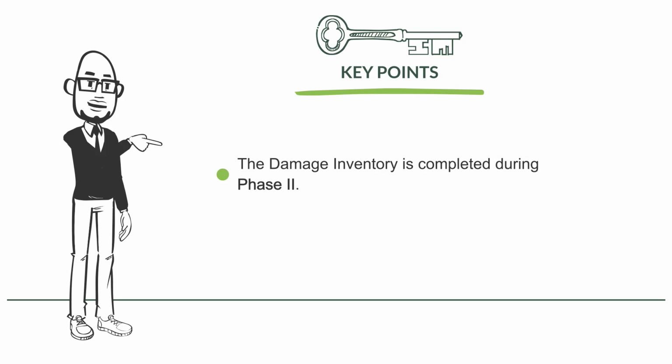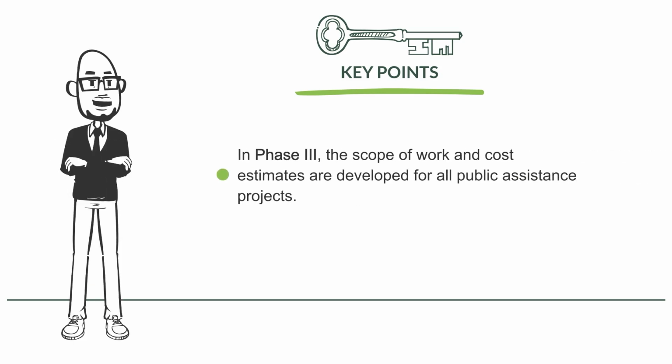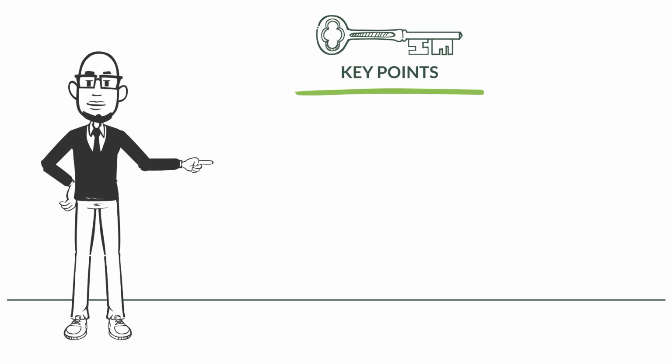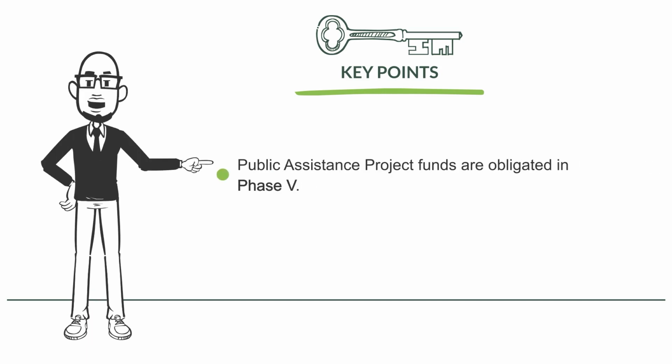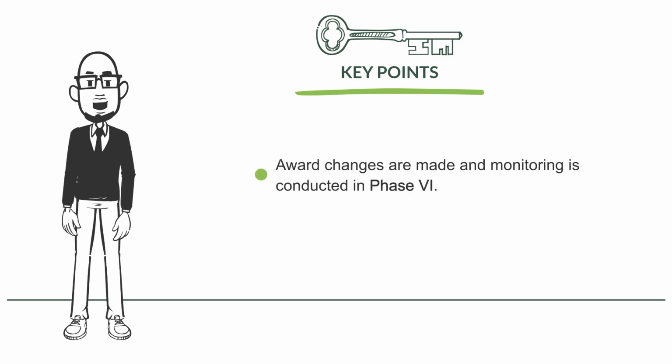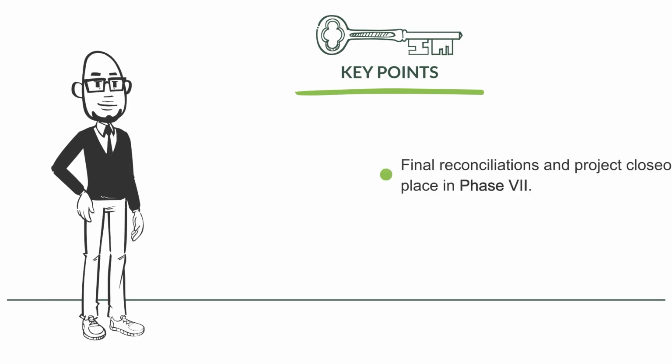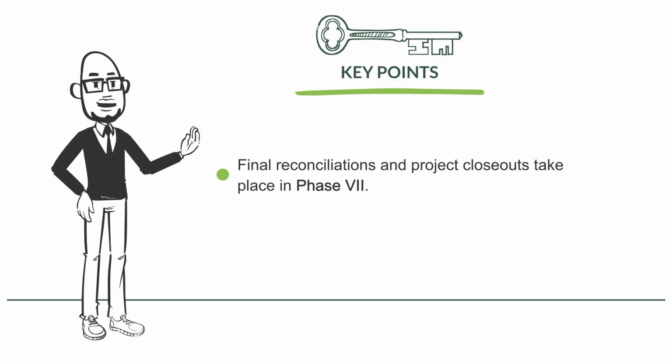The damage inventory is completed during Phase 2. In Phase 3, the scope of work and cost estimates are developed for all public assistance projects. Final project reviews are conducted in Phase 4. Public assistance project funds are obligated in Phase 5. Award changes are made and monitoring is conducted in Phase 6. Final reconciliations and project closeouts take place in Phase 7.